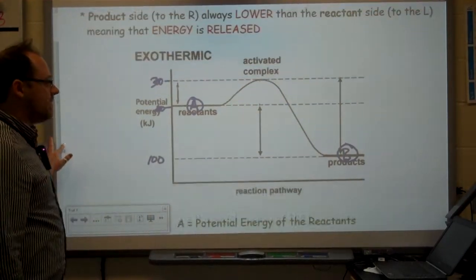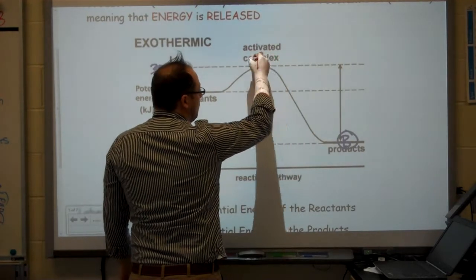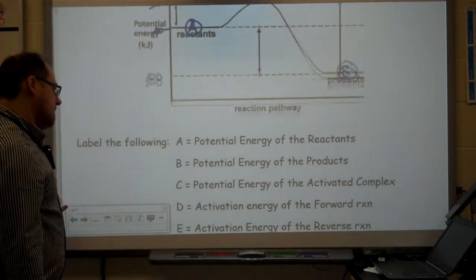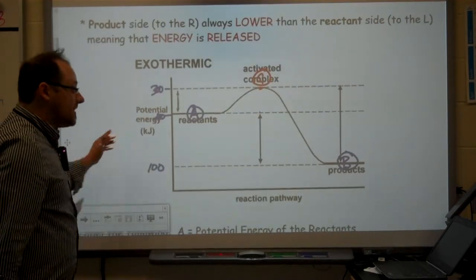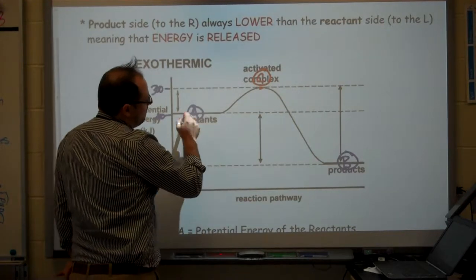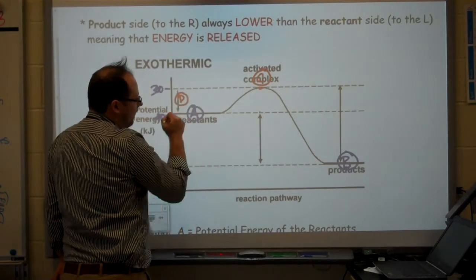Potential energy of the activated complex. Well, the activated complex is always in the middle, always the big hump of the reaction over the hill. Activation energy of the forward reaction. In this case, we have the arrow drawn in for us already, and it's the height of the reactants to the top of the activated complex. So there's our D, that arrow right there.